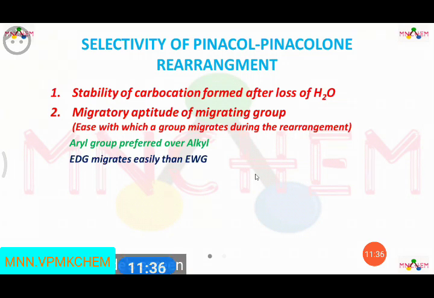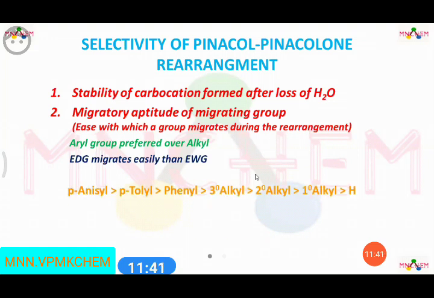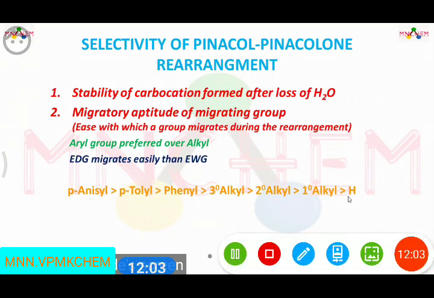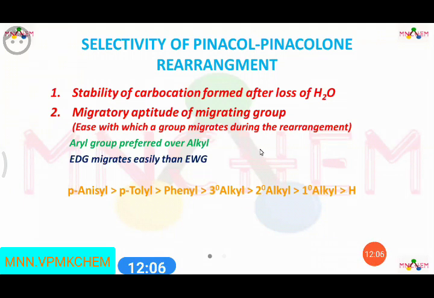A general trend of migration is observed in this manner, where para-anisyl has the highest migratory aptitude compared with para-tolyl, which is higher than phenyl, which is higher than tertiary alkyl, then secondary alkyl, then primary alkyl, and the least is hydrogen. So moving towards the next.